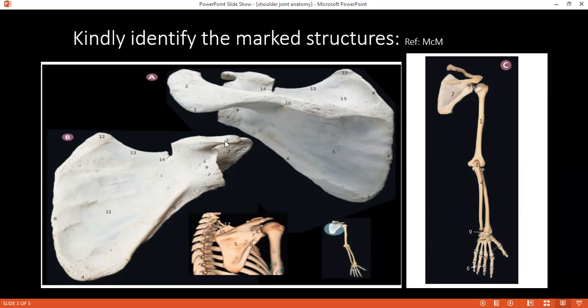If you can identify number 3 here, please. It is the coracoid process. All right. Moving on, in the same region, identify 8. It is the medial border of the scapula. What attaches here? The teres minor and major muscles.